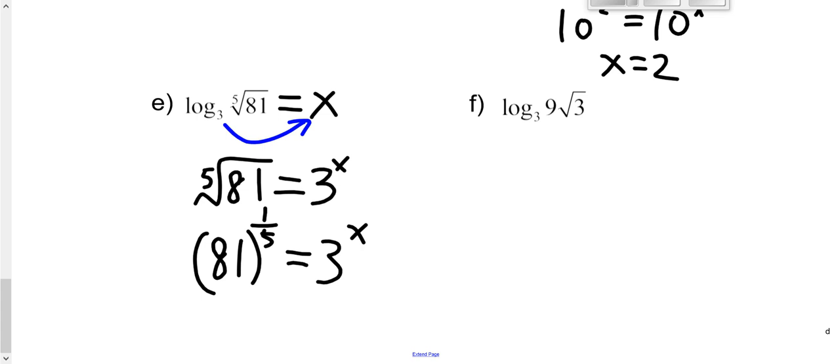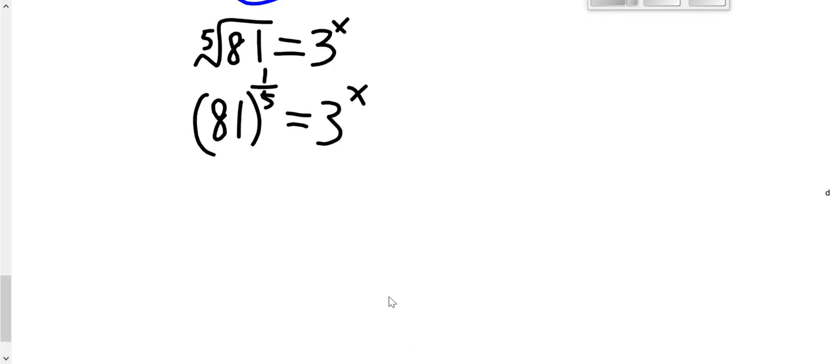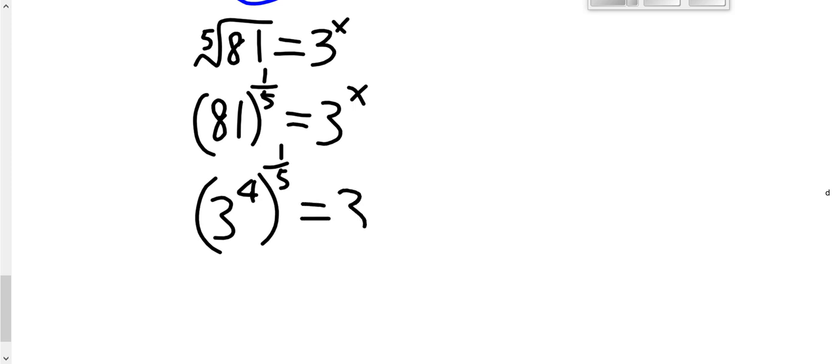Alright, so after that, let's convert 81 into the base of 3. So 3 raised to the power of what gives you 81. You can keep trying. So I hope you figure out that 3 raised to the power 4 gives you 81. And then outside that, raised to the power of 1/5 equals 3 raised to the power of x.